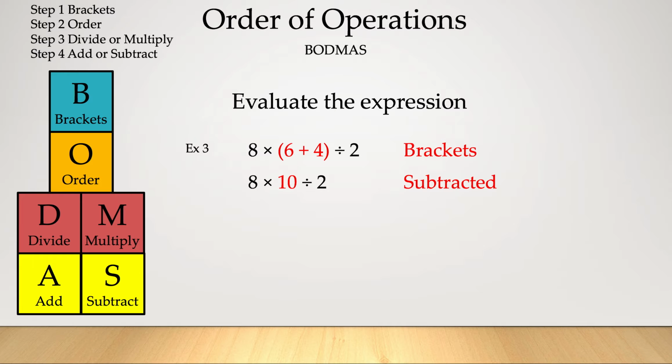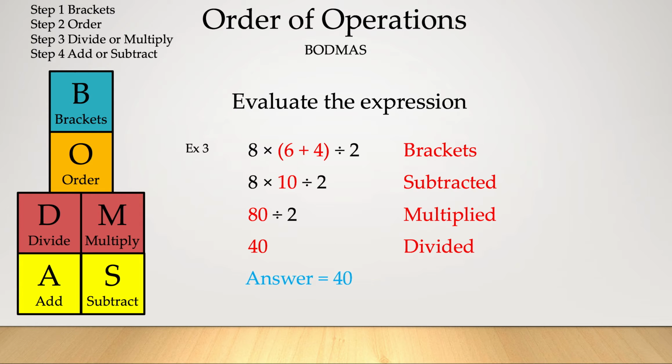Now we have times and divide in our next step. Which one do we do first? Well, since there's only divide and times left, we just read it left to right. So we get 8 times 10, which is 80. And then 80 divided by 2, which is 40. So my answer is 40.